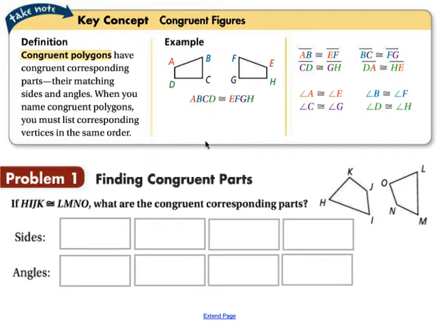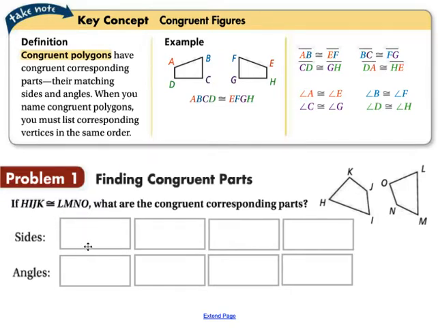All right, so let's go ahead and jump in. Let's find some congruent parts here. It says if quadrilateral HIJK is congruent to LMNO, what are the congruent corresponding parts? Well, we could try to struggle with some of these figures and figure out which parts correspond. The easier way to do that is just to look at the order of the letters. This says H corresponds to L, I corresponds to M, J corresponds to N, and K corresponds to O.